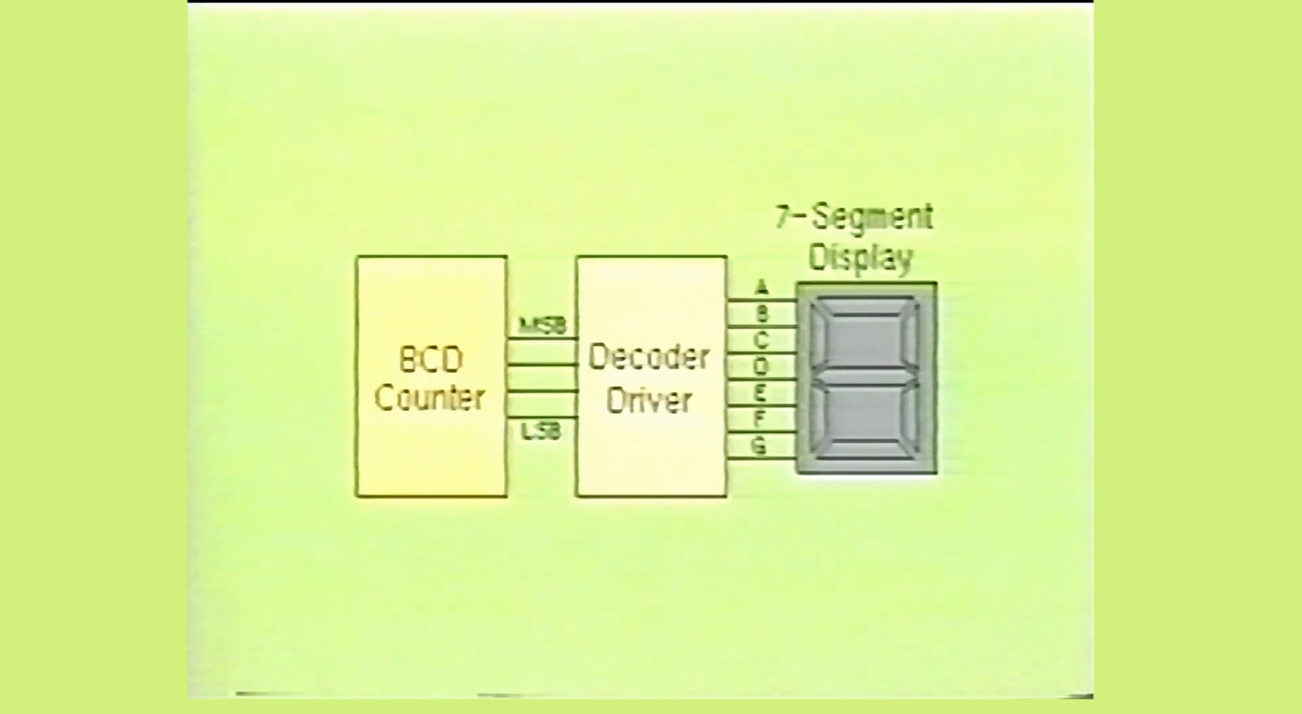To better understand how the decoder driver IC works, we will examine this simple circuit. At this point, you should already be familiar with the operation of the counter circuit and the display device. As you can see, this counter circuit outputs a BCD code.